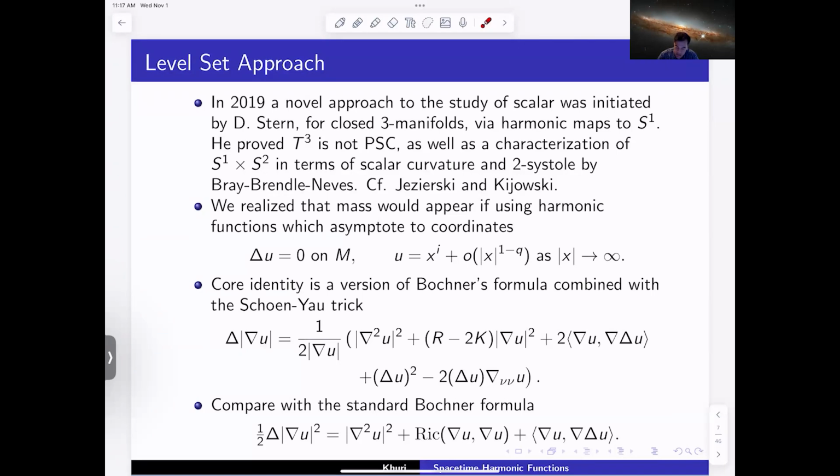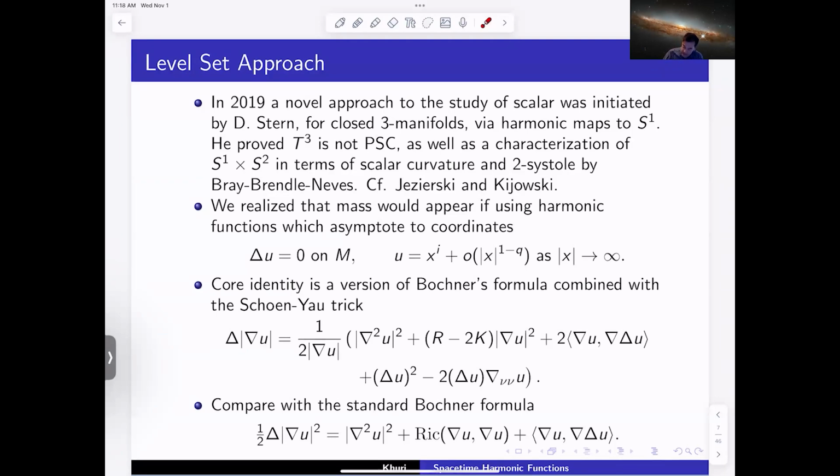So in 2019, Daniel Stern put forth a new way to study scalar curvature in 3 dimensions based on harmonic maps to S1. And he was able to recover basic theorems such that the torus does not admit positive scalar curvature, and also characterizations of S1 cross S2 using the two-systole. And the proofs were very simple and straightforward based on an integration by parts formula. And from this, we realized that if you use asymptotically linear harmonic functions in the asymptotically flat setting, the mass will naturally appear. And so then using a similar type of integration by parts formula, we were able to establish a version of the positive mass theorem.